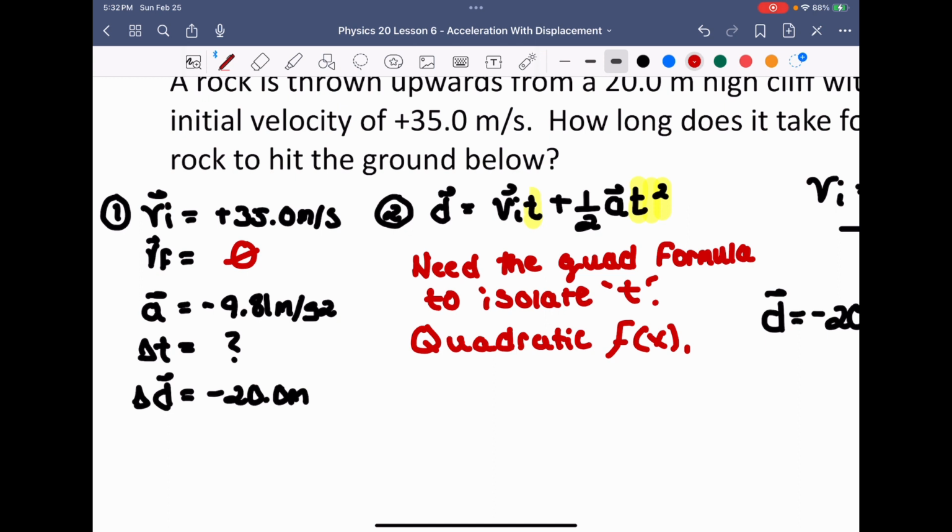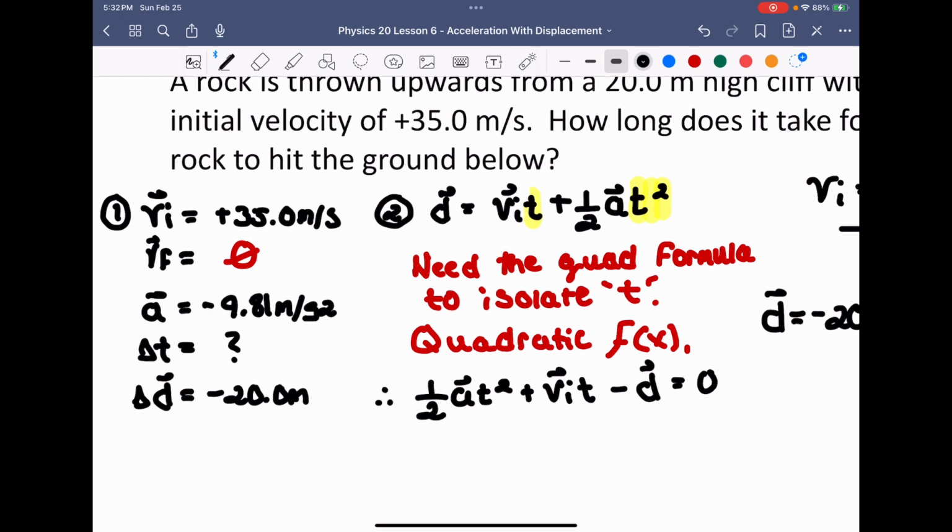So maybe let's do that, but I don't really want to solve it in that way, and I'm going to explain why. So let's say we were to do that, and I wanted to make everything go to one side and then make it look like a quadratic. Here's what it would look like. Therefore, if I wanted to plug this in as a quadratic function, it would be the following: 1/2 AT squared plus ViT minus the displacement is equal to 0.